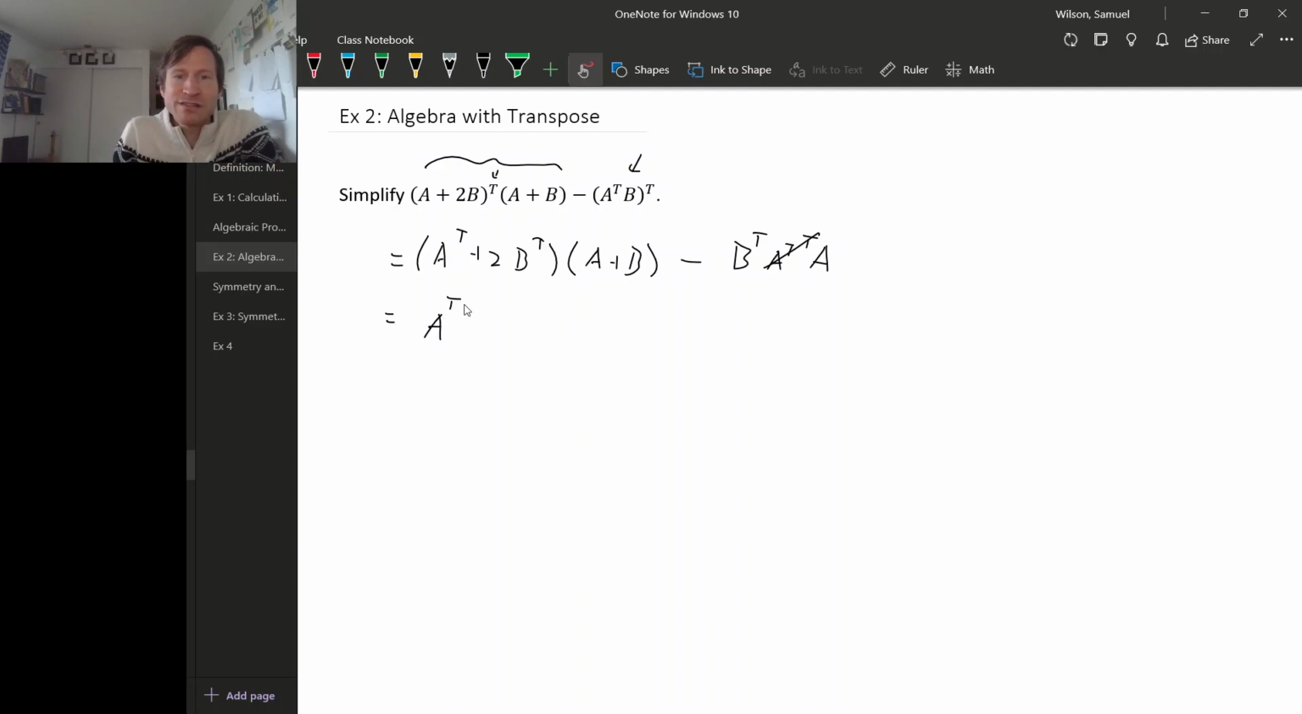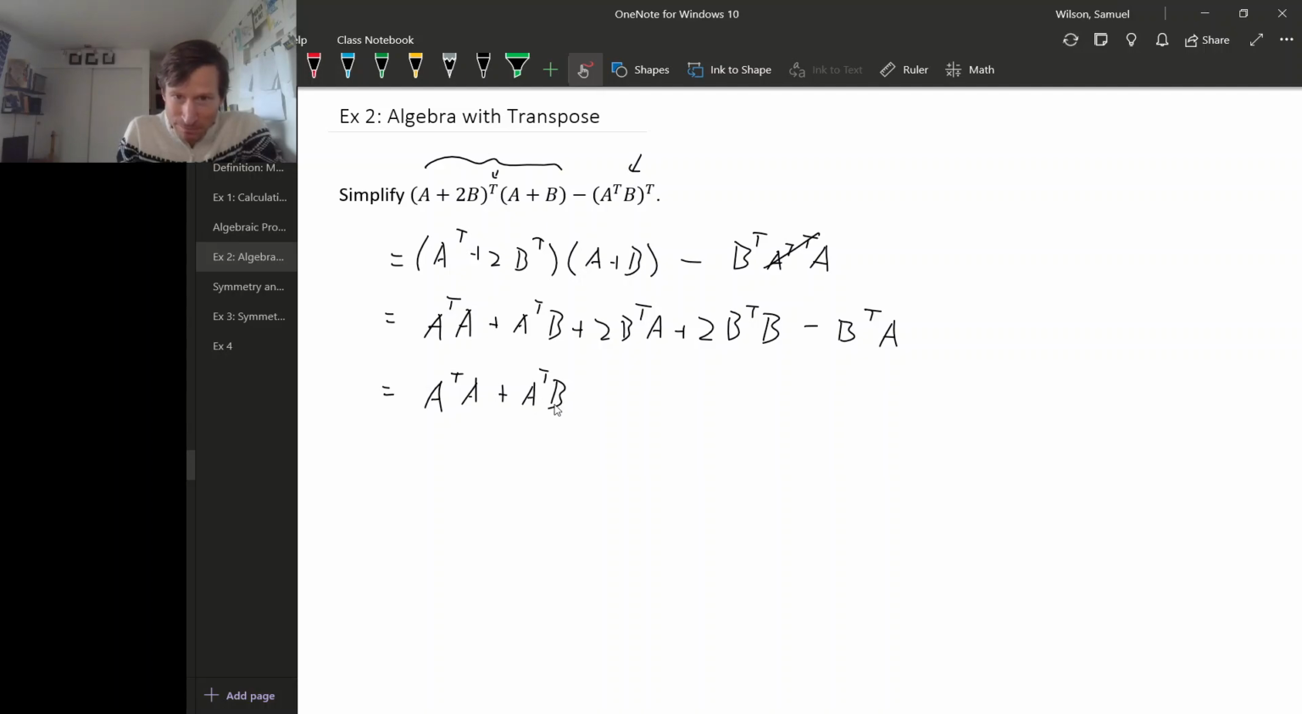So we get A transpose A. So that's first times first, and then A transpose B plus 2B transpose A plus 2B transpose B. And then over here we have minus B transpose A. And so now we can combine the B transpose A terms. We get A transpose A plus A transpose B plus, so we have 2 minus 1, so 1 times B transpose A plus 2B transpose B.